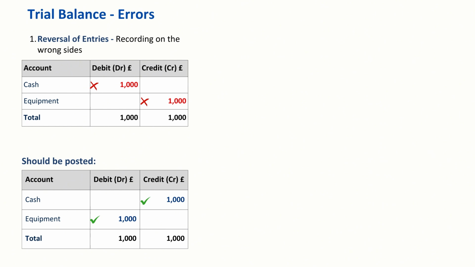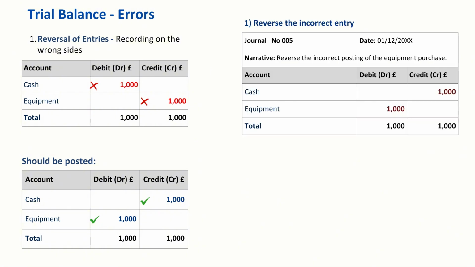Why does this matter? The trial balance still balances, which makes the error harder to detect. However, the financial statements are wrong because the accounts show the wrong direction of movement. We have to correct a reversal of entries error. The correction has two stages.